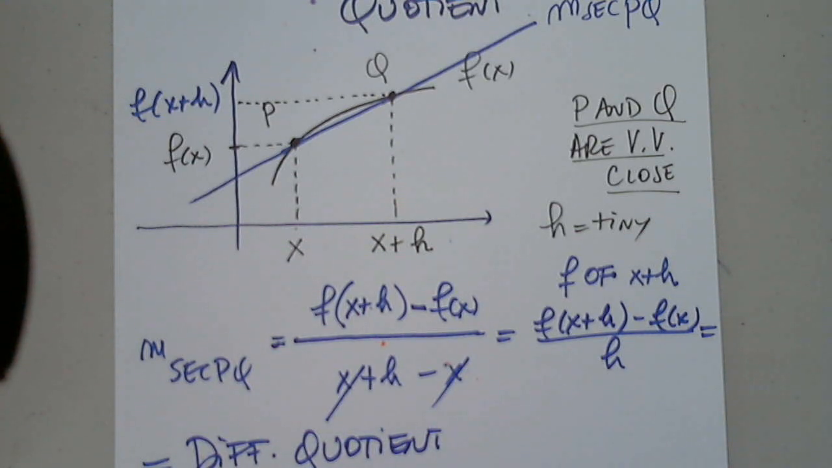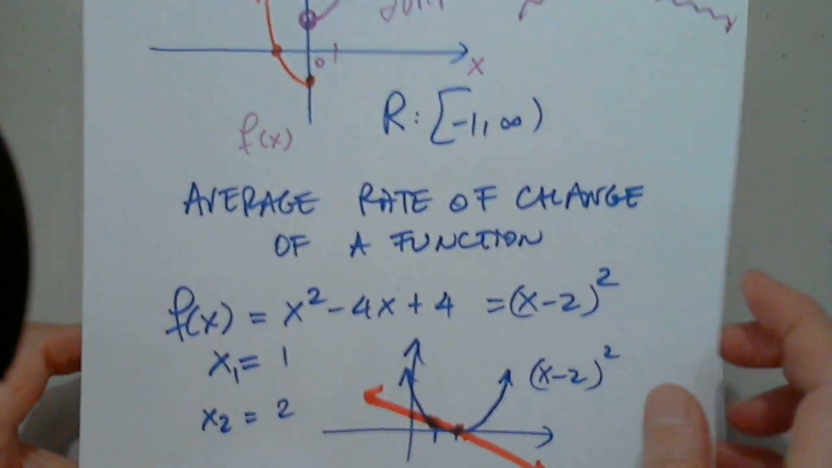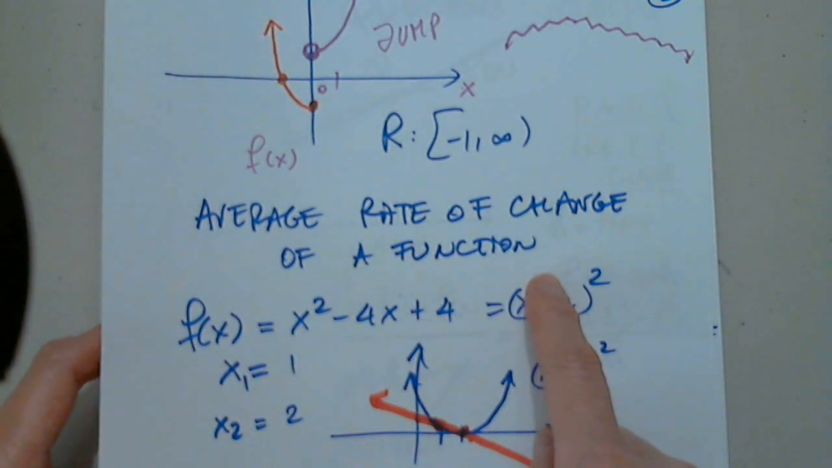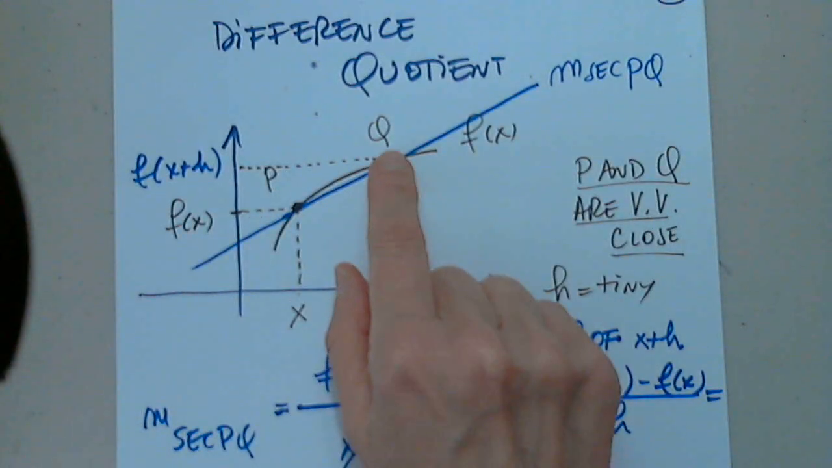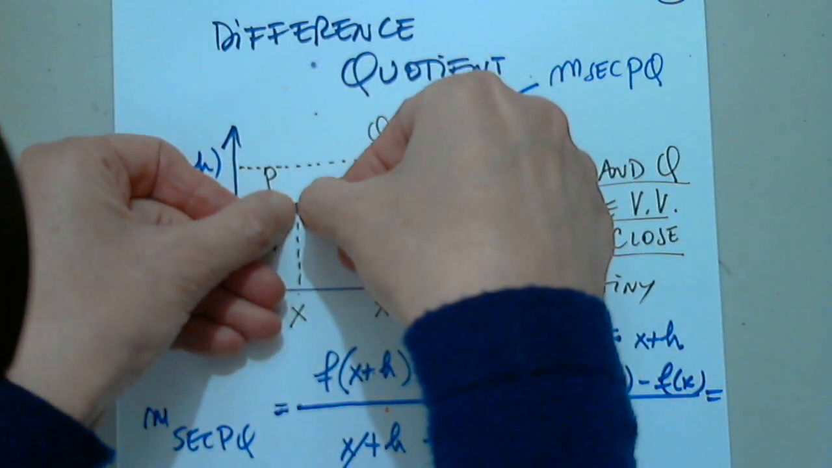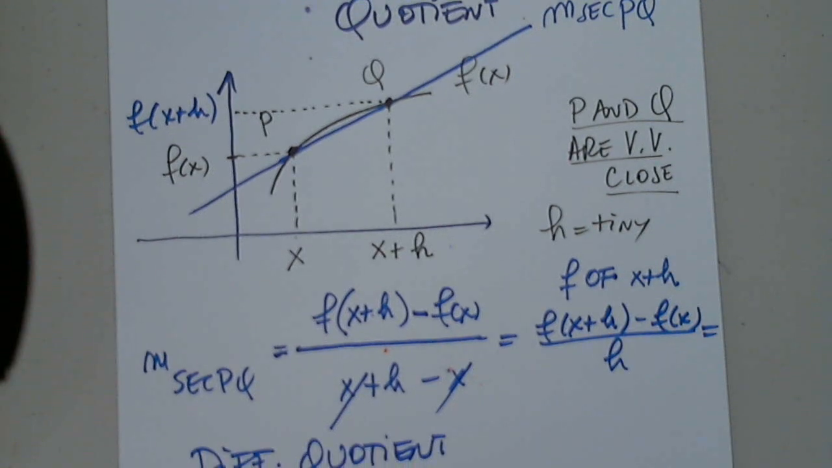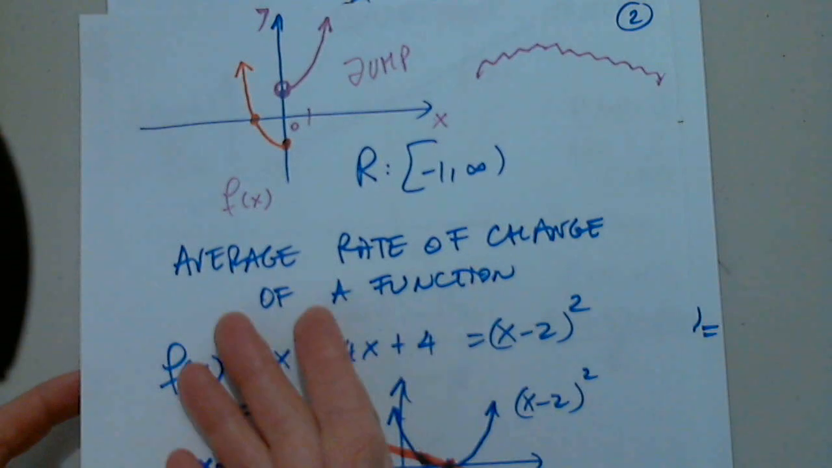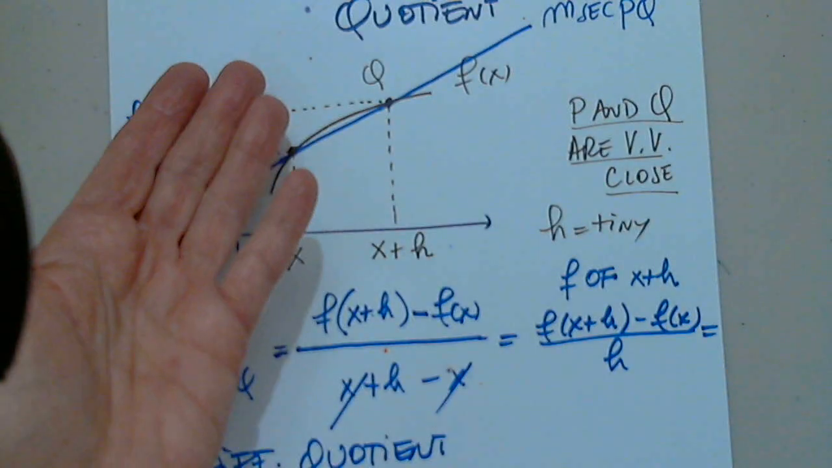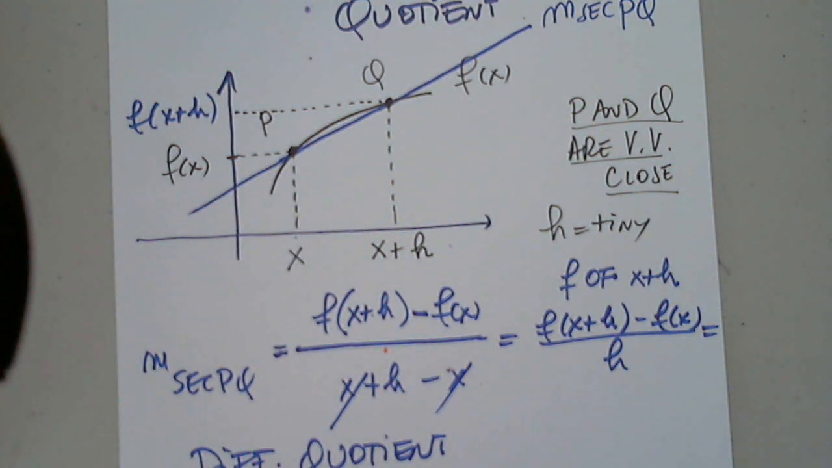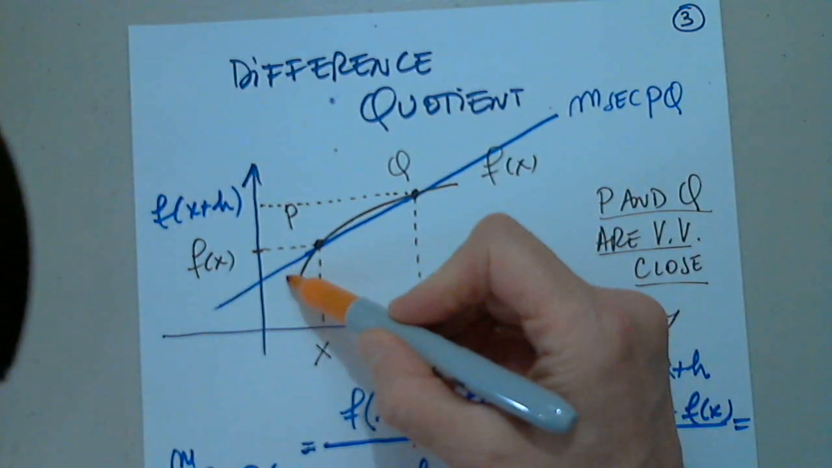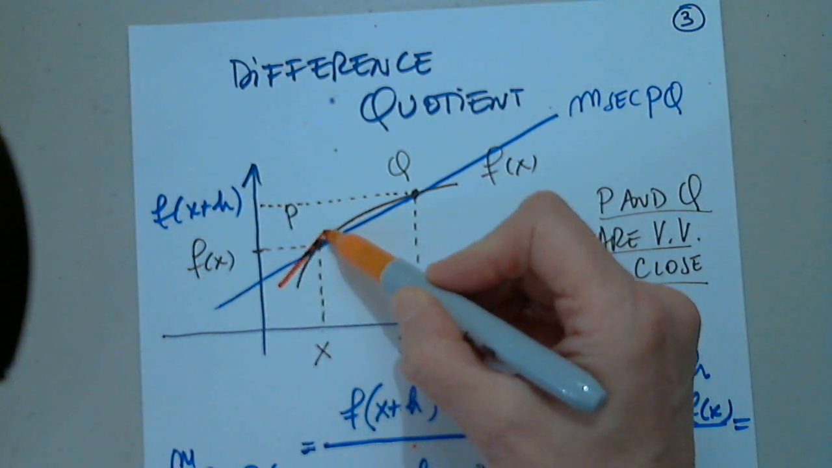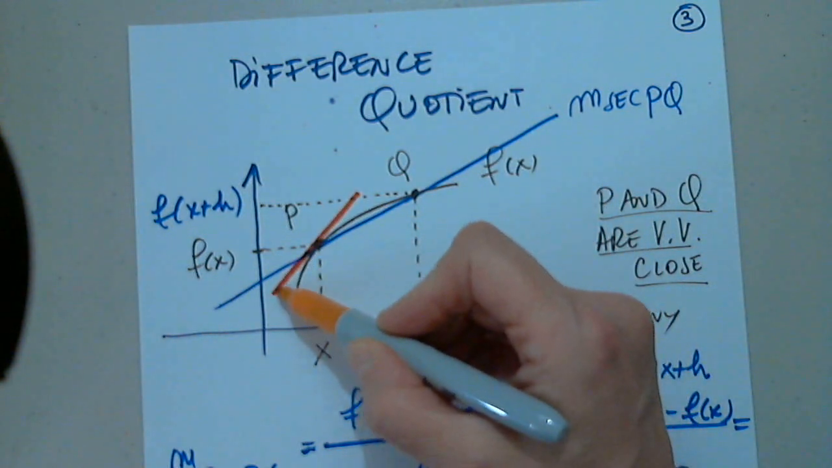So what is it? Same thing. It's the average rate of change of a function between 2 points, P and Q, where P and Q are very, very close. Why do we even discuss this? What is the purpose? We already have the concept of average rate of change. Why do I need the concept of the difference quotient? Because the difference quotient will help us determine the slope of this line.